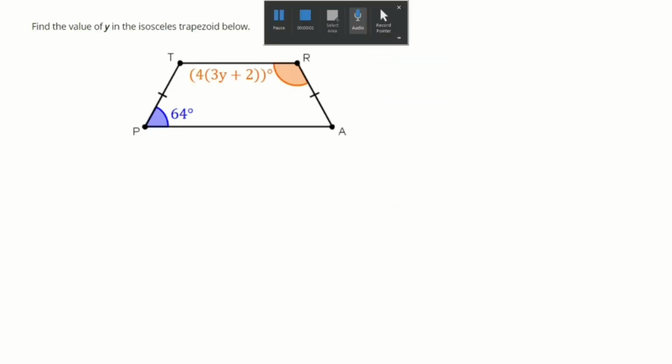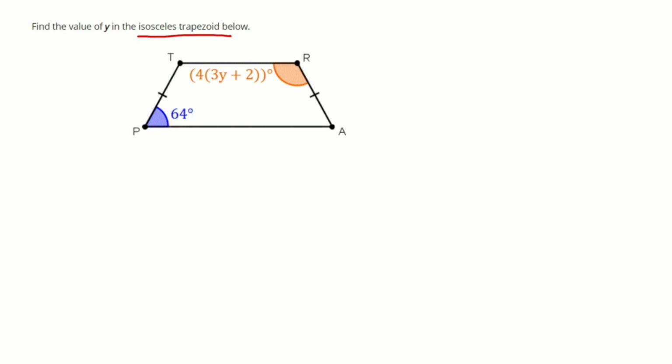Okay, for our last example, we're going to find the value of y in the isosceles trapezoid below. This is different from our previous example. The given figure here is an isosceles trapezoid. Remember that an isosceles trapezoid has another property. First is that its legs are congruent and base angles are congruent. So what are those base angles? We have angle P congruent to angle A, so that's one pair of base angles, and another pair of base angles is here, so that's angle T congruent to angle R.